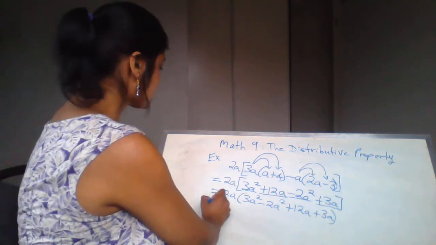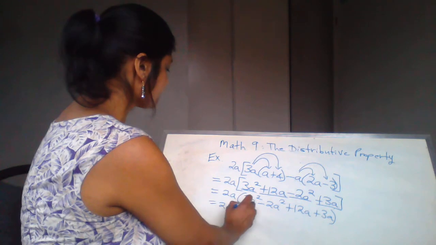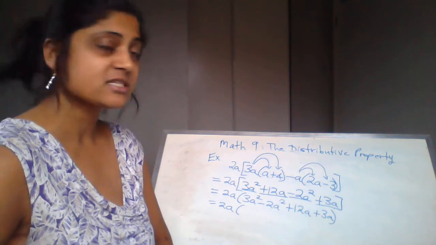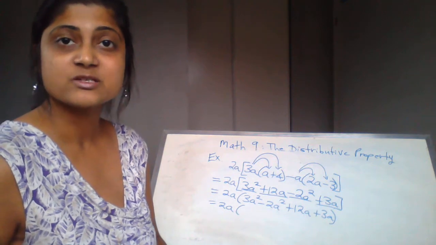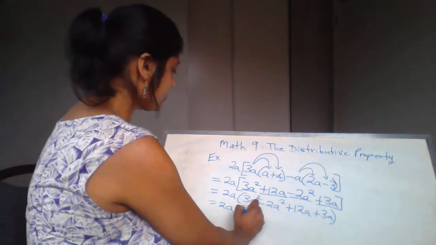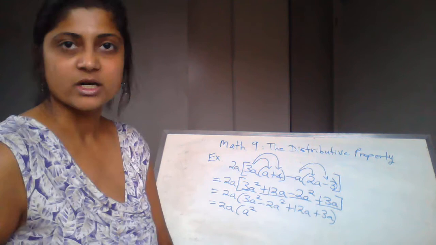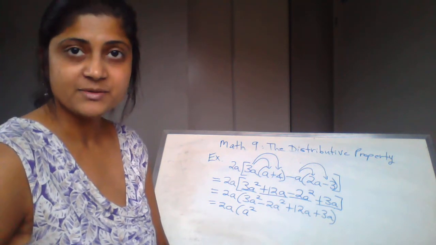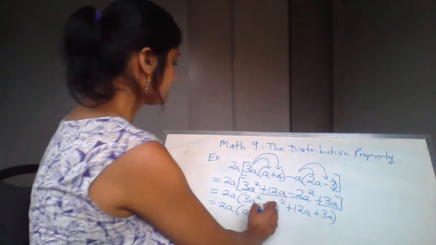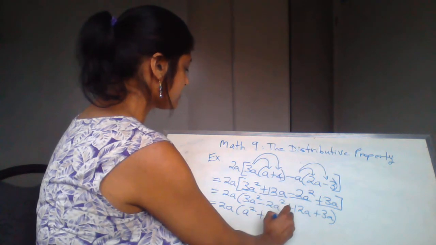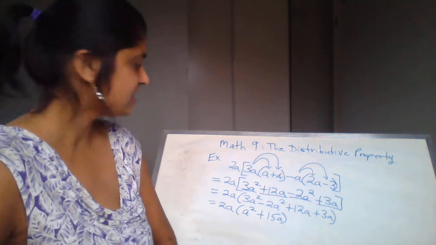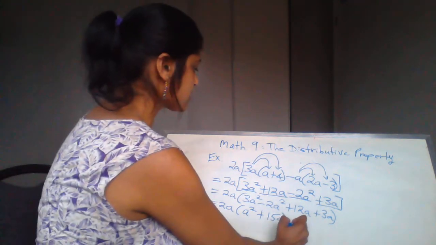In this next step, we're just going to keep the 2a outside. I'm going to simplify inside the brackets. So 3a squared minus 2a squared is 1a squared. Okay, or you could just write a squared. You don't need to write the 1 in front of that. Okay, and then I have positive 12a plus 3a, which is positive 15a. Is everyone with me so far? Okay, so I'm going to write it just going across here, okay?